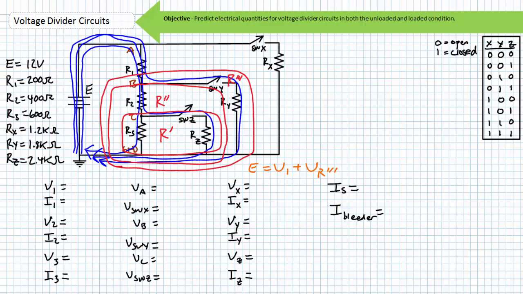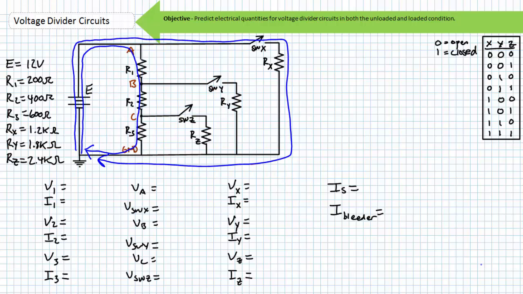Supply voltage E will be proportionally distributed between R1 and R''', where R''' is the parallel combination of Ry and R''. When switch X is closed and all other switches open, the voltage divider could care less what Rx is doing. Rx has been placed perfectly in parallel with a series combination of R1, R2, and R3.